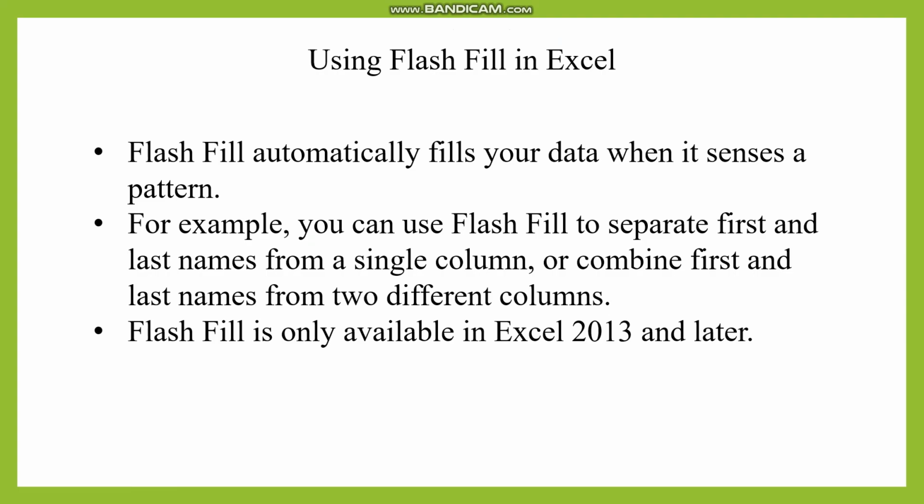Flash fill automatically fills our data when it senses a pattern. When you give a sample in a cell, by simply sensing the pattern, Excel will fill the rest of the data by the pattern matching technique. For example, you can use flash fill to separate the first and last name from a single column, or combine the first and last names from two different columns.